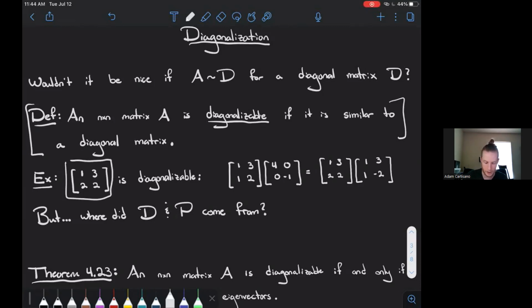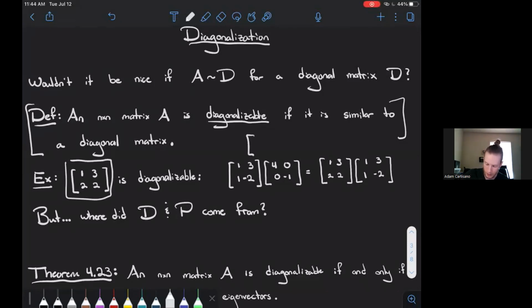We're going to show that the matrix 1, 3, 2, 2 is diagonalizable. And the matrix that we use for it is going to be this guy: 1, 3, 1, negative 2. I'm missing a negative sign. Yikes. That was a close one. Okay. Let's just check real quick.